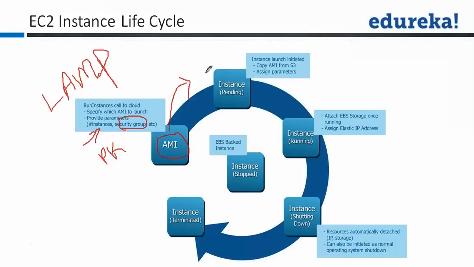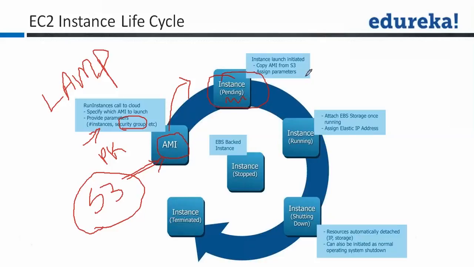Once that AMI is launched, the instance would start launching. Initially it would be in a pending state. So when the instance is in a pending state, what would happen? Generally all the data of the AMI, that is the bundled software configuration, is always part of S3. What is S3? We will see in tomorrow's session. So they are stored in the storage service of Amazon.